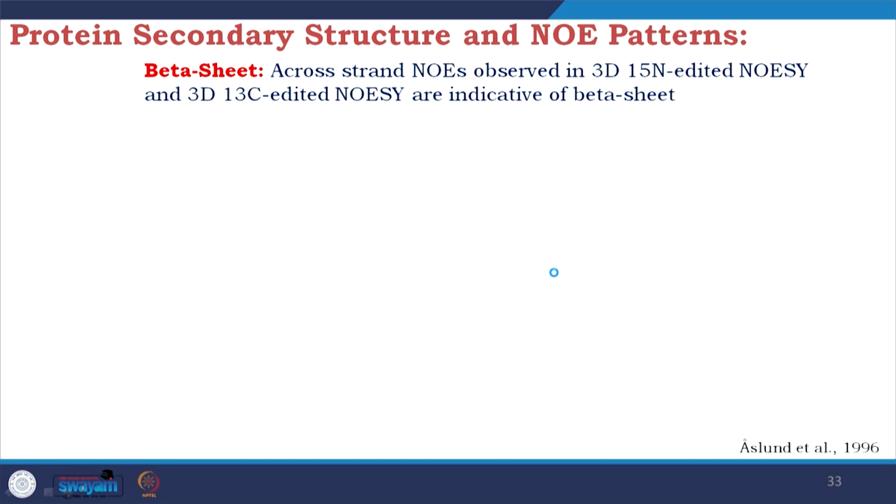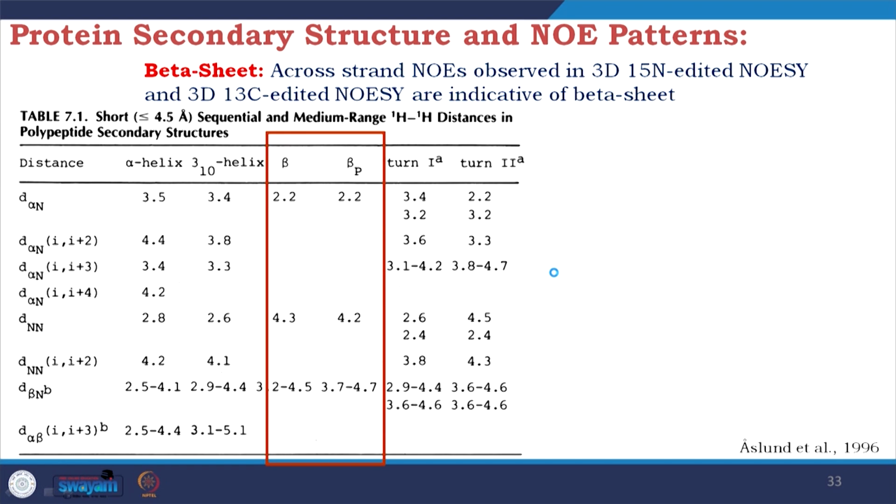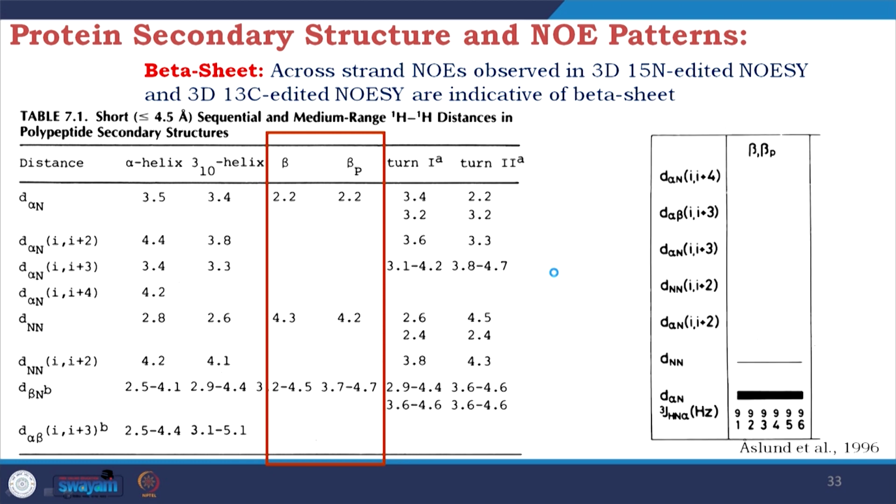Coming to beta sheet, cross strand NOEs observed in 3D 15N edited NOESY and 3D 13C edited NOESY are indicative of beta sheet. Again, you see characteristic values when you have short, less than 4.5 angstrom, sequential and medium range proton distances in polypeptide secondary structures, and you get the pattern for dαN and dNN.